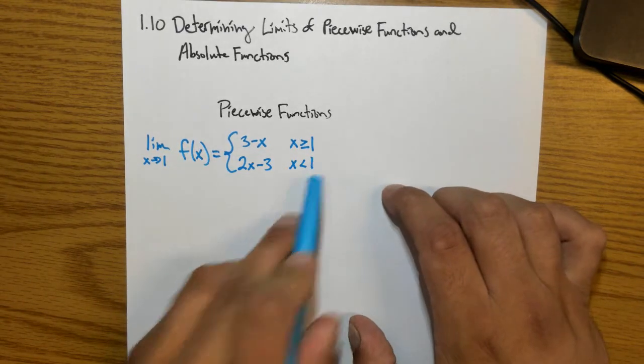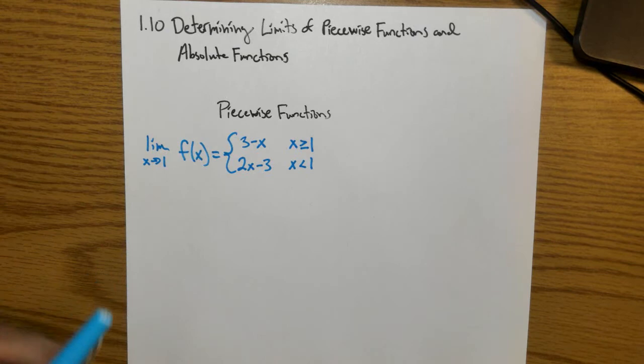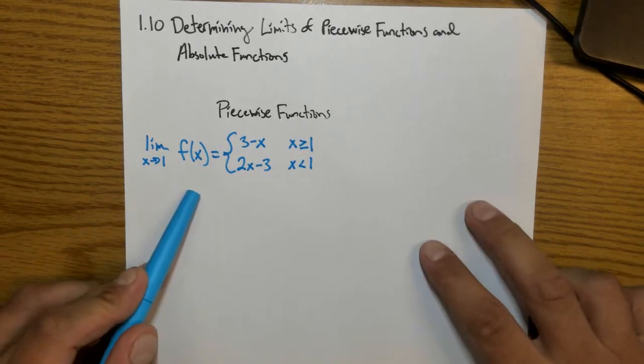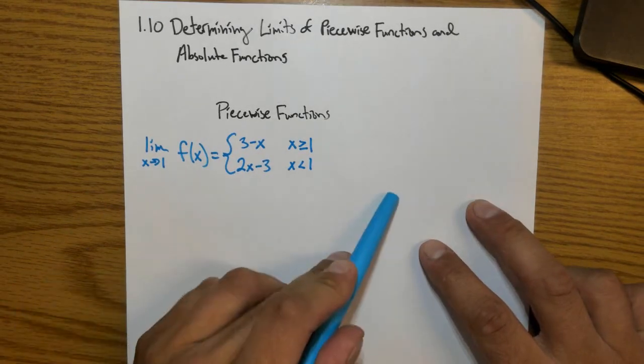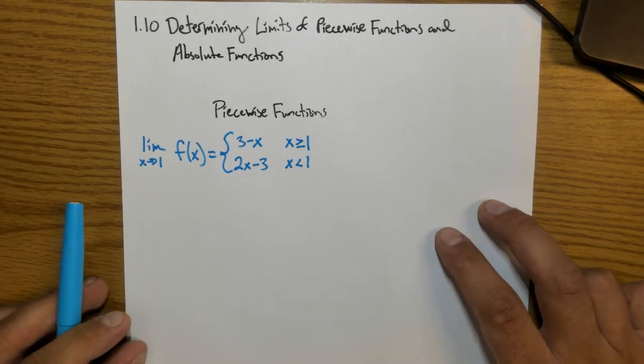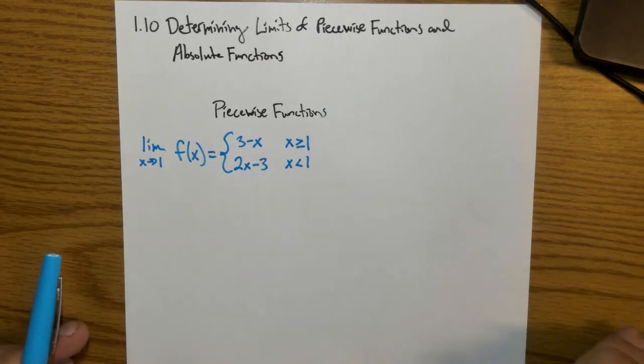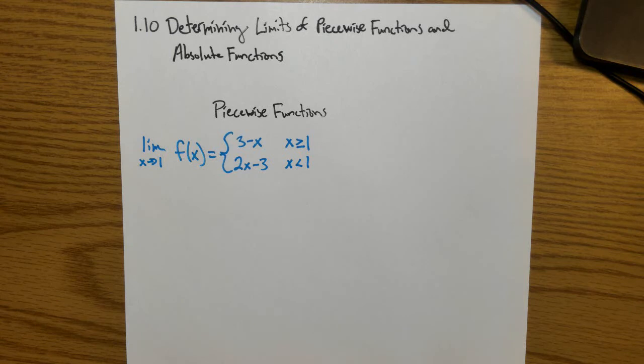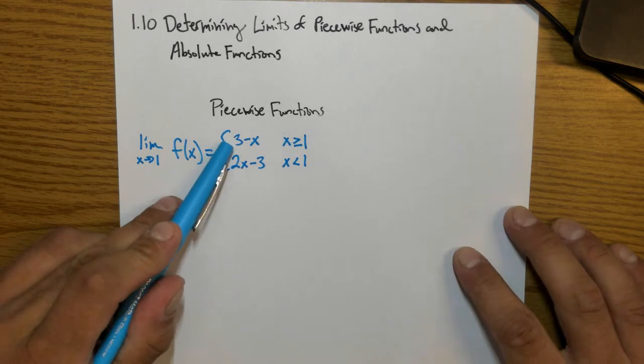So what we want to do is find the limit coming in from the left and the limit coming in from the right, and see if those two limits agree with each other. If they agree, we have a limit. If they don't agree, meaning the numbers are different from one another, then the limit does not exist at that point. And it doesn't matter if you do the right-hand side or left-hand side first. So let's start with the right-hand side.